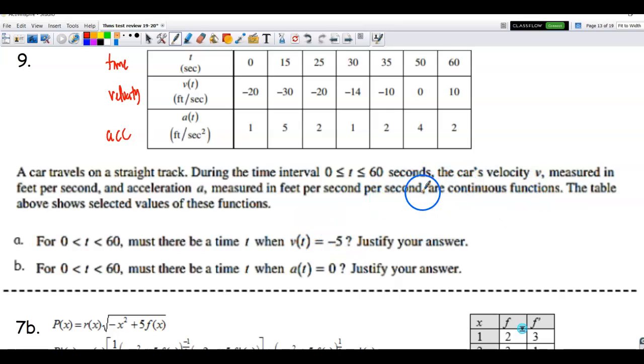They give us the units, and let's see, let me read that carefully. The car's velocity and acceleration are continuous functions. All right.